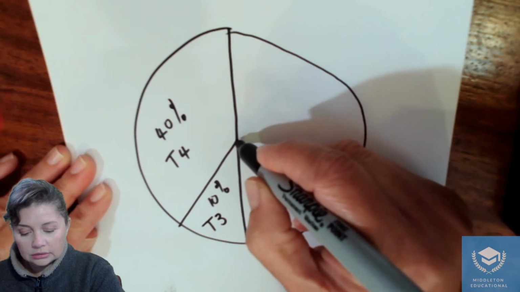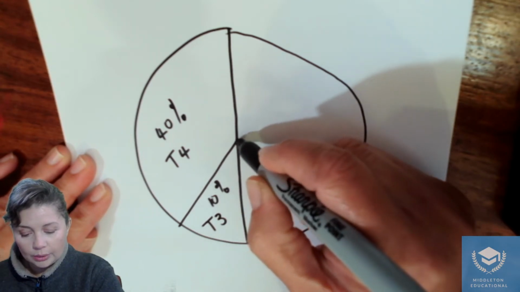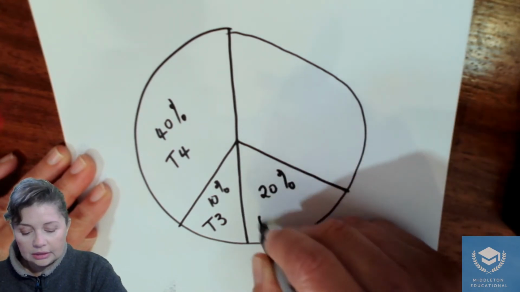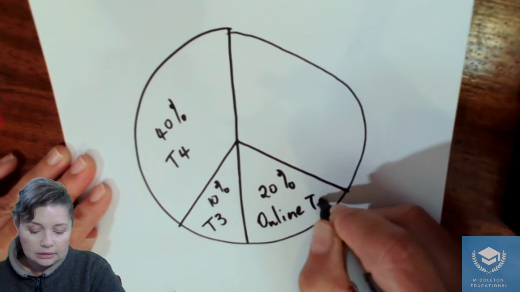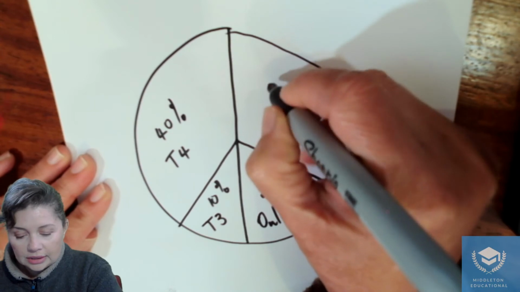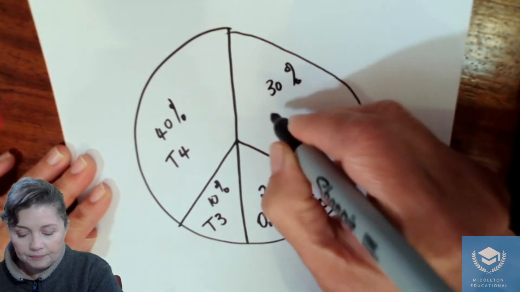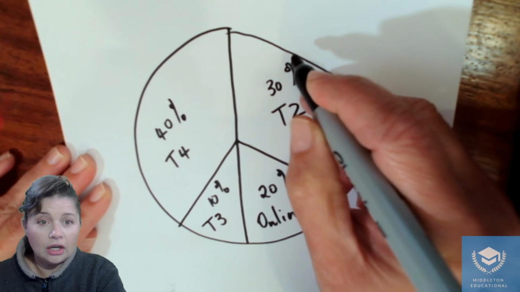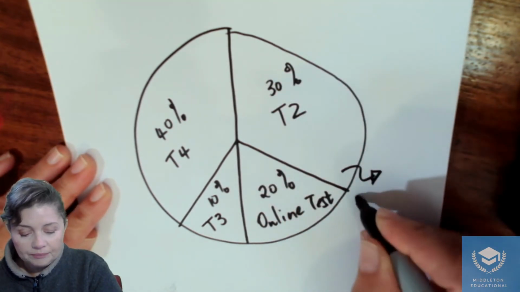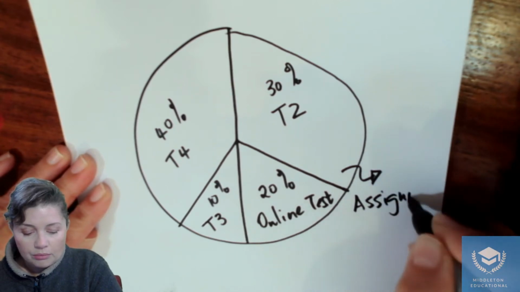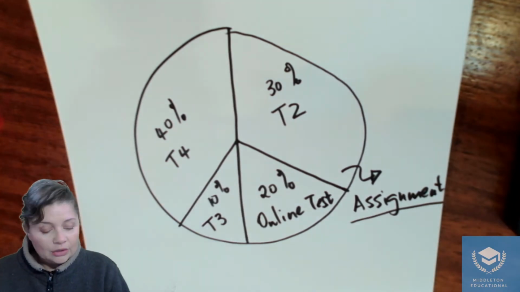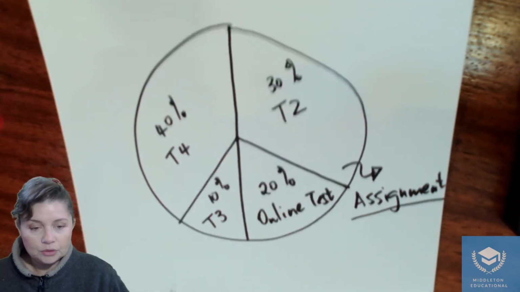Then you've got, I think it's about 20, so it's about like that. That is a 20%, and that is the online test. And this is the piece that we're concerned with, the T2, which is the weighting of the 30%. This is made up of all of the assignments.